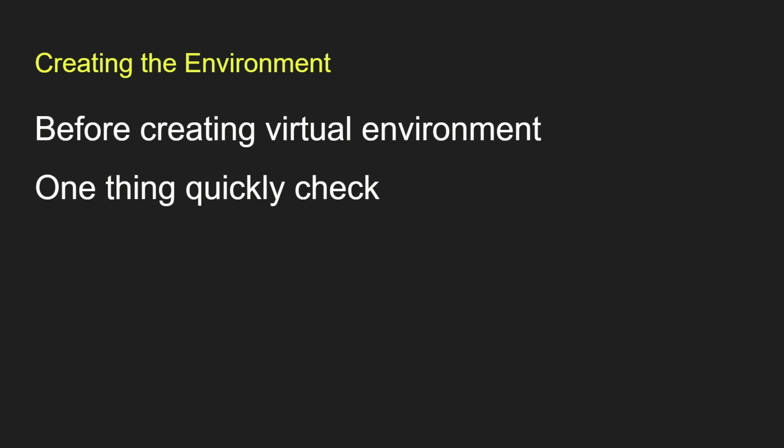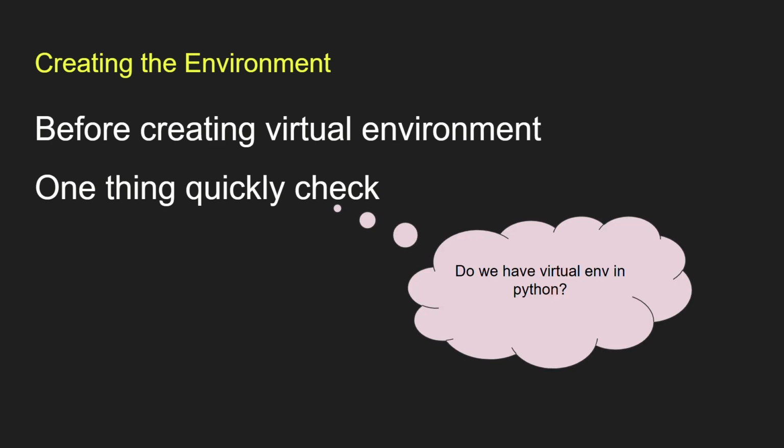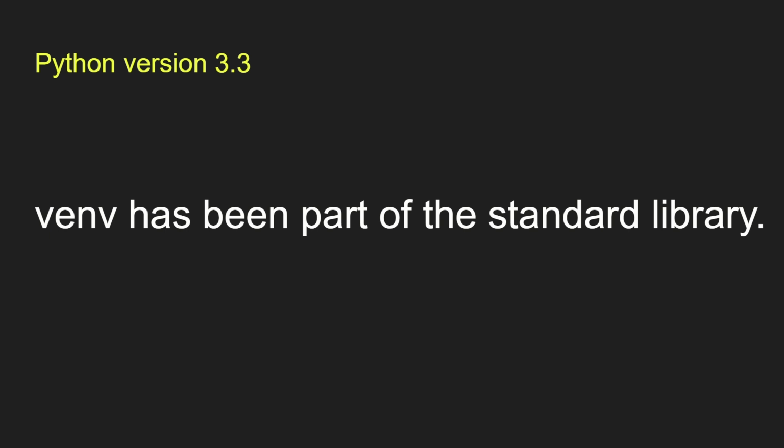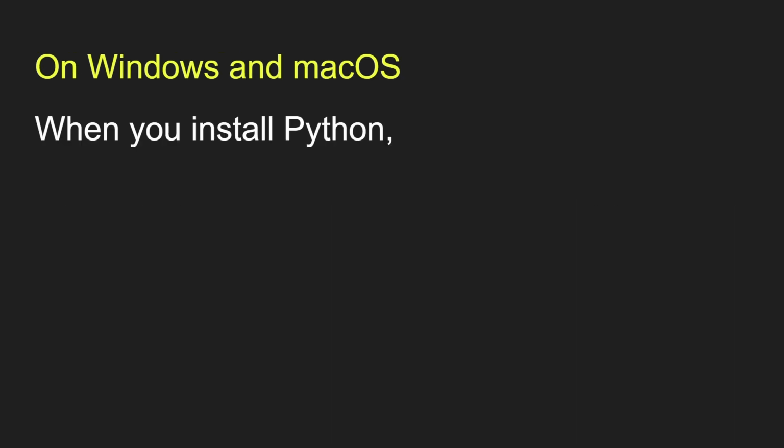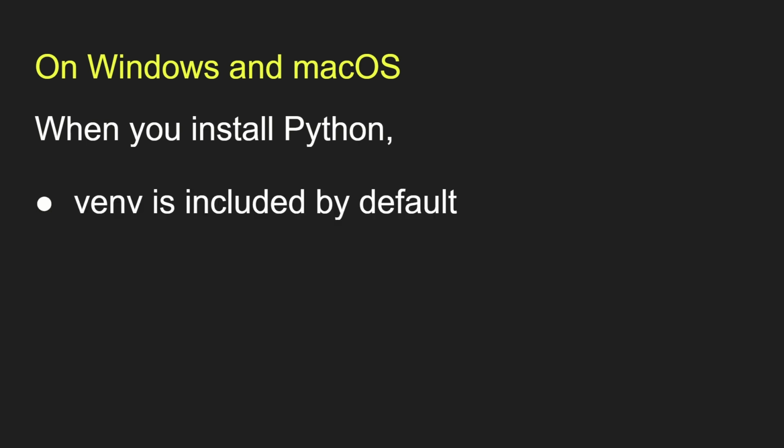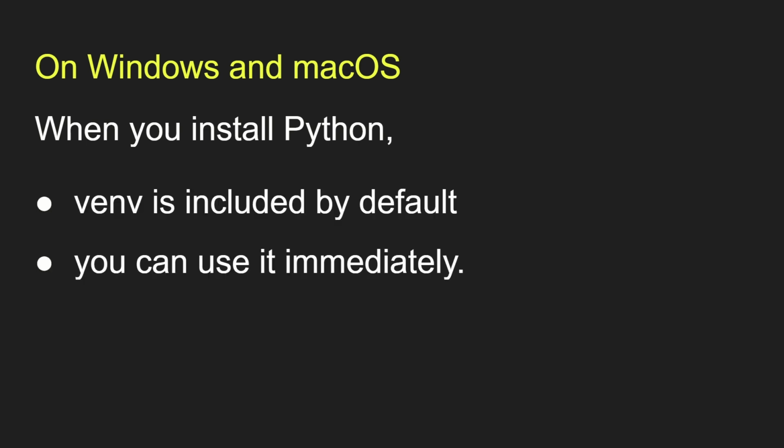Now, before we create a virtual environment, there is one small thing we should quickly check. Do you actually have venv available on your system? In most cases, you already do. You usually do not need to install anything separately. Since Python version 3.3, venv has been part of the standard library. So, if you are using Python 3, it is most likely already available. On Windows and macOS, this is straightforward. When you install Python, venv is included by default and you can use it immediately.